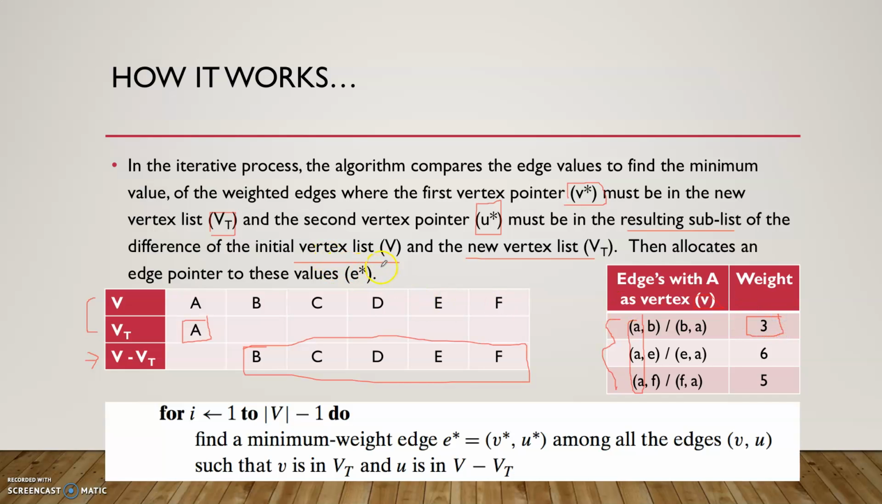It allocates an edge pointer E, and it makes E point to that edge. You can see that here. Find minimum edge E with pointer V, pointer U, where V is in VT, and U must be within the difference between V and VT. So it can only be one of these.